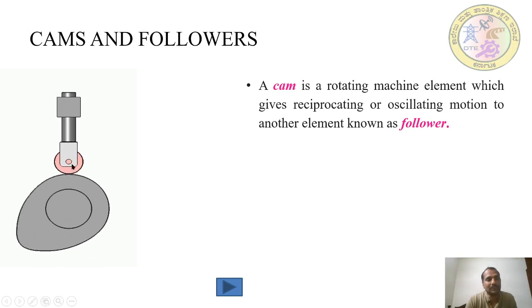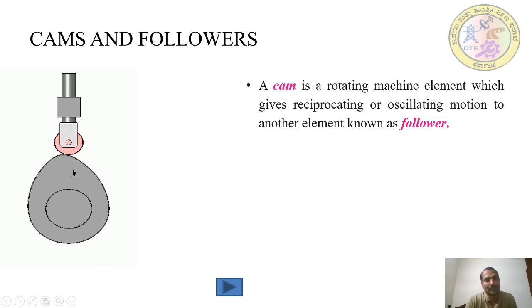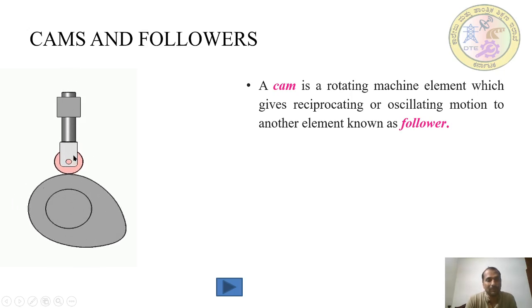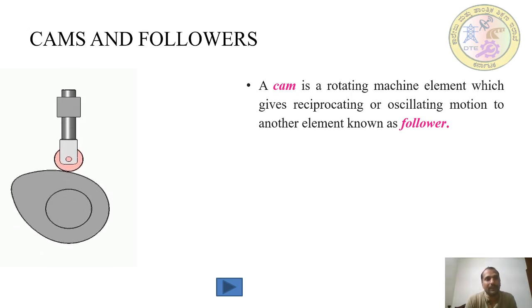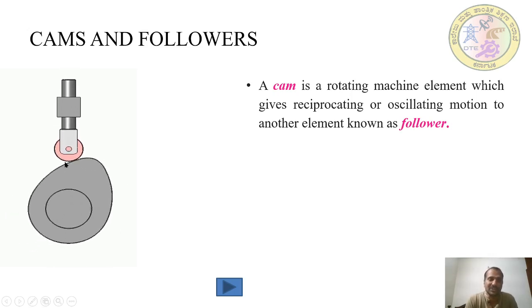Observe the animation. Here, the CAM and follower have point or line contact. Since they have point or line contact, they form the higher pair. We know the difference between higher pair and lower pair, right? In a lower pair, the elements of a kinematic pair have surface to surface contact. In a higher pair, the elements of a kinematic pair have point or line contact. Since the CAM and follower have line or point contact, they constitute the higher pair.